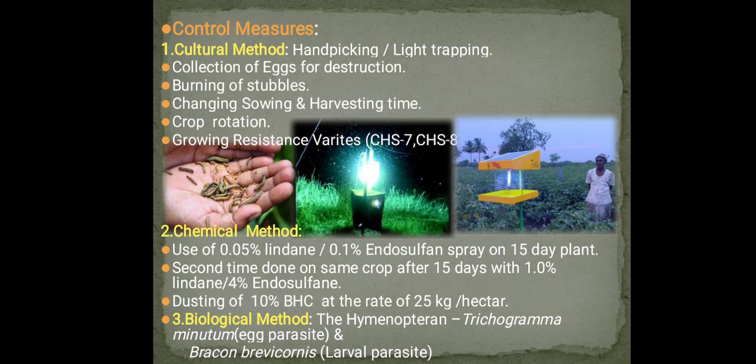Then the chemical method. For the damage of this borer, we use 0.05% lindane and 0.1% endosulfan spray on the 15-day-old plant. The second time, the same is done on the crop after 15 days with 1% lindane and 4% endosulfan solution. Then dusting of 10% BHC at the rate of 25 kg per hectare.